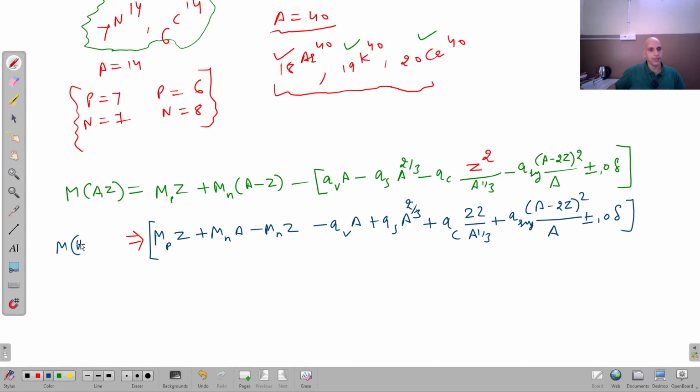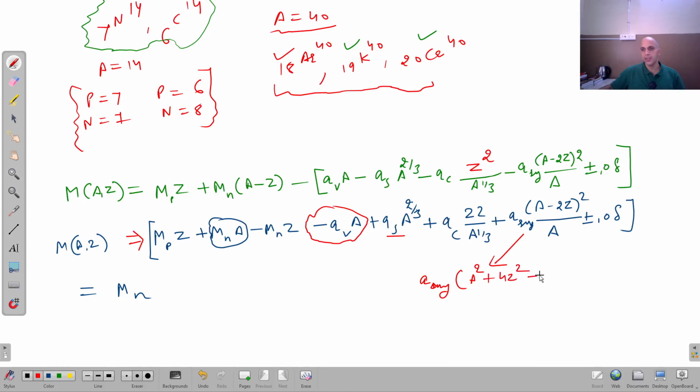So M(A,Z) will give me mass of neutron containing A, you can see here. Similarly, this one contains only A, right. Similarly, this one I can take A outside, right, and here I have to expand this term also. So I am expanding this term A symmetry into (A square plus 4Z square minus 4AZ), I took the square, divided by A.